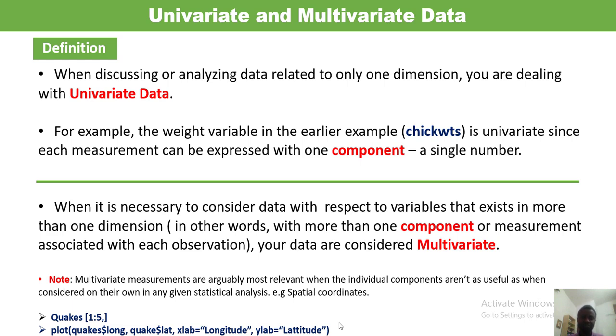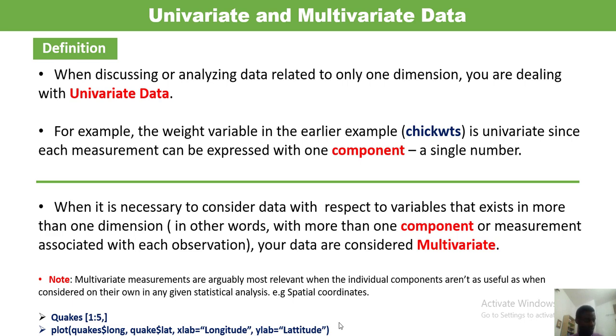When it is necessary to consider data with respect to variables that exist in more than one dimension, in other words, with more than one component or measurement associated with each observation, your data are considered to be multivariate. Now, take note of what I said beneath. Multivariate measurements are arguably most relevant when individual components aren't as useful as when considered on their own in any given statistical analysis. For instance, the spatial coordinates.